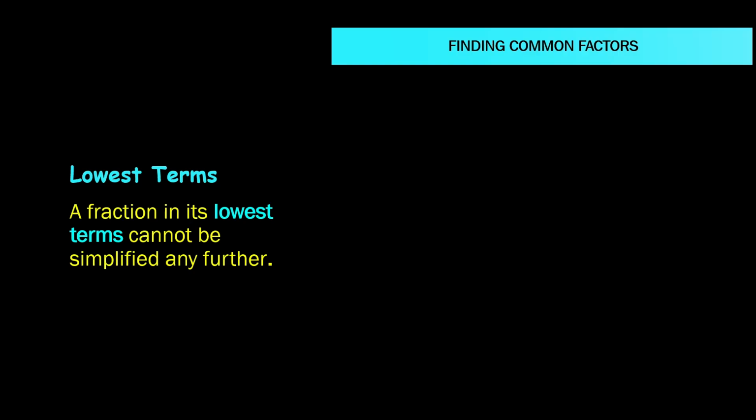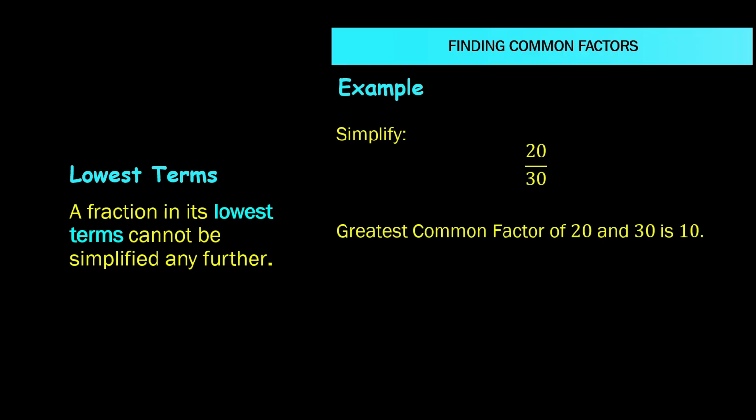Now let's take a look at another example. Let's simplify 20 over 30. Here, the greatest common factor of 20 and 30 is 10. So, dividing both the numerator and the denominator by 10 gives us that 20 over 30 is equal to 2 over 3.